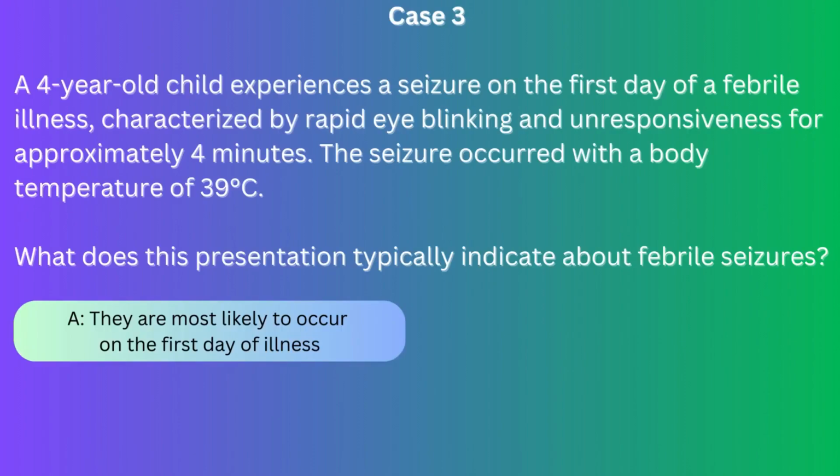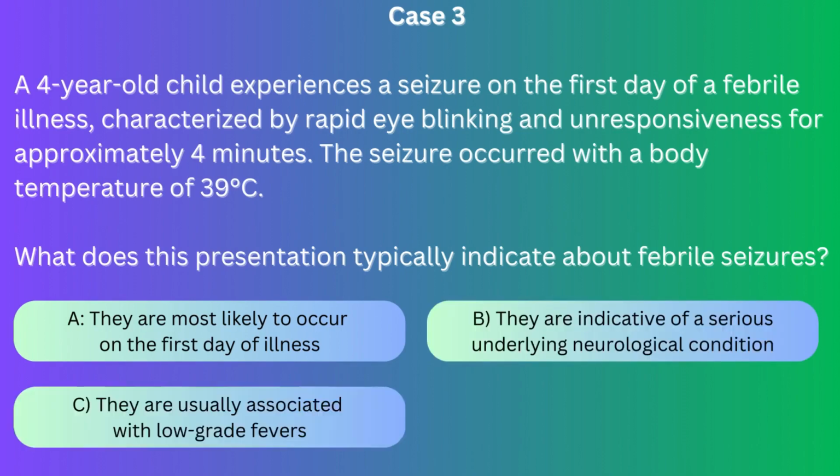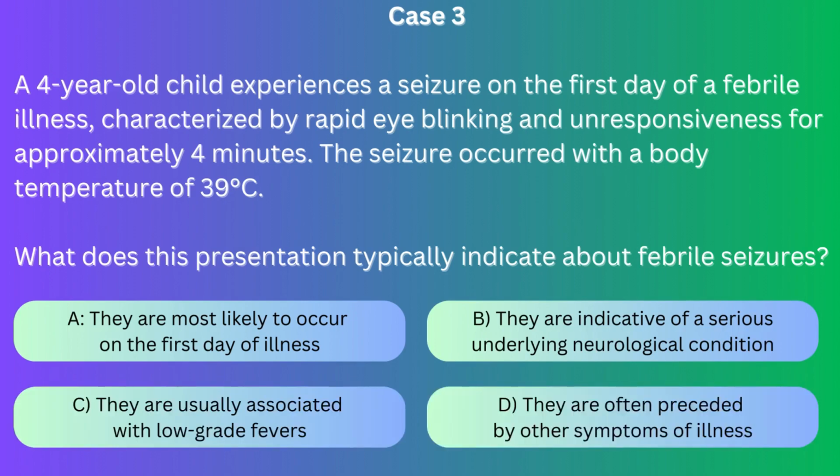A. They are most likely to occur on the first day of illness. B. They are indicative of a serious underlying neurological condition. C. They are usually associated with low-grade fevers. D. They are often preceded by other symptoms of illness.